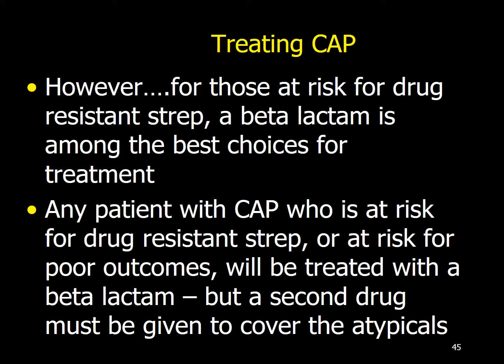If you give a high-dose beta-lactam for drug-resistant strep, we have to give a second drug to cover the atypicals, because atypicals don't have a cell wall and beta-lactams can't affect them.